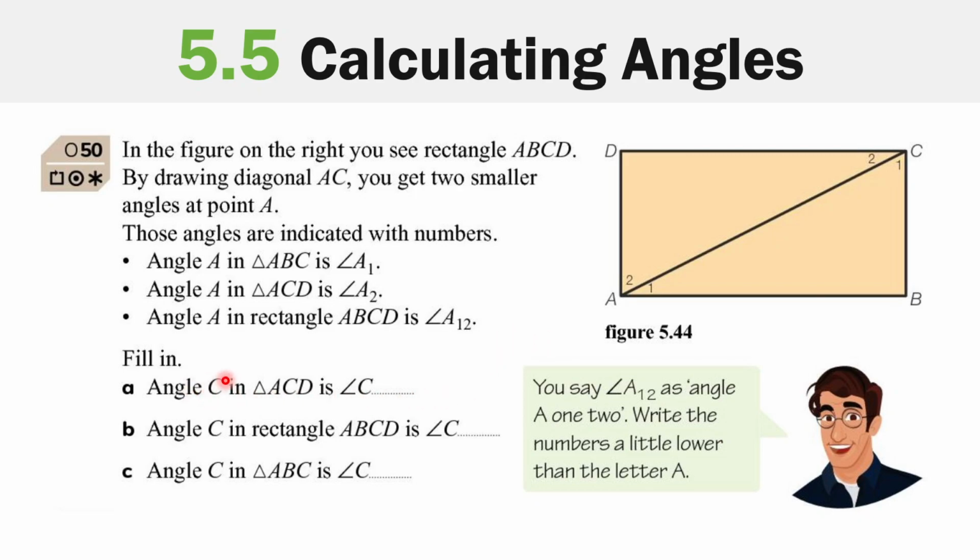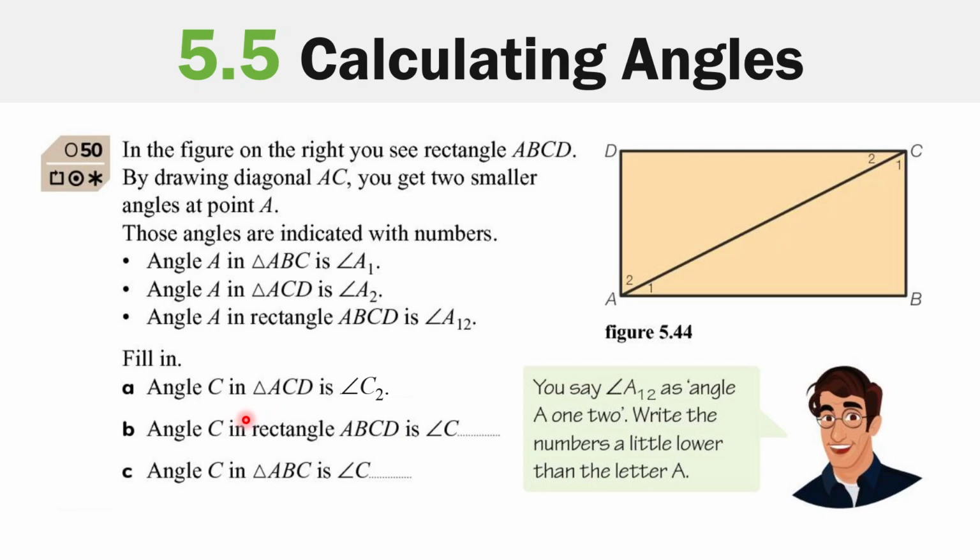Fill in. Angle C in triangle ACD is angle C blank. So is it angle C1, C2, or angle C12? The correct answer here is angle C2, because we only want this part that's part of ACD, because that's what they want.